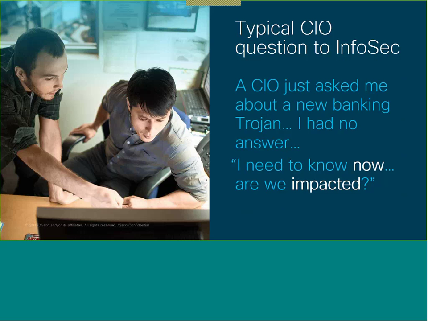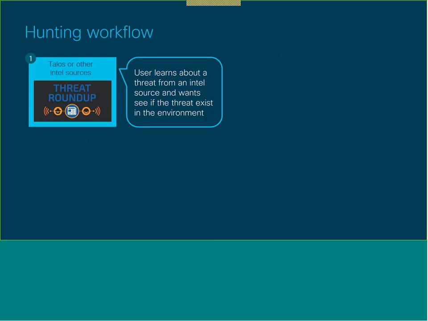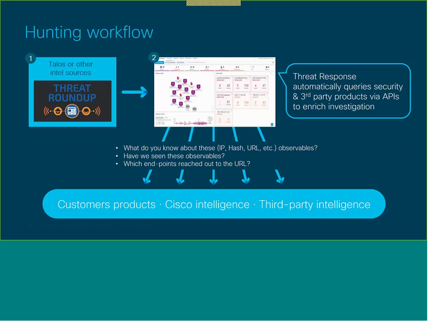So somebody will walk into your office if you're working in a SOC, or they'll walk into the SOC and say, hey, this is a new banking Trojan I just read about. I need to know right now, are we impacted by this? And your guy in the SOC is sitting there saying, well, I guess I'll find out. And there's this whole hunting workflow that happens as a result of that. The user learns about a threat from an intelligence source and wants to see if the threat exists in your environment. I already walked you through what typically has to happen now.